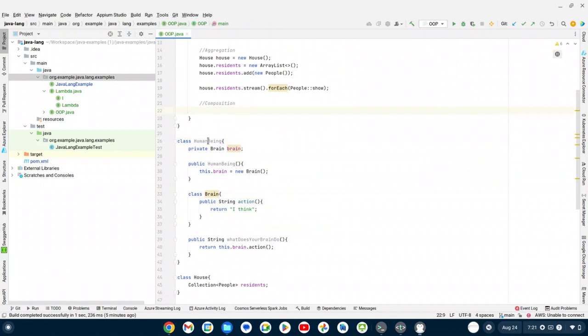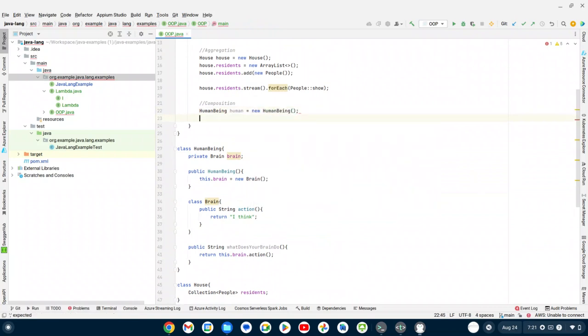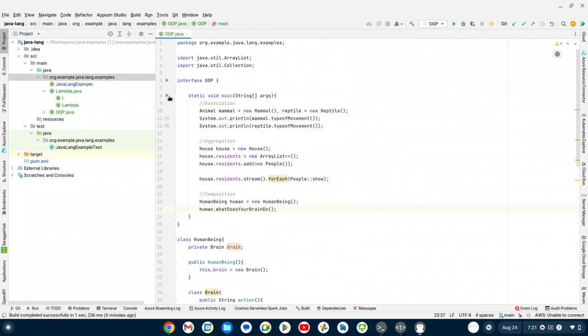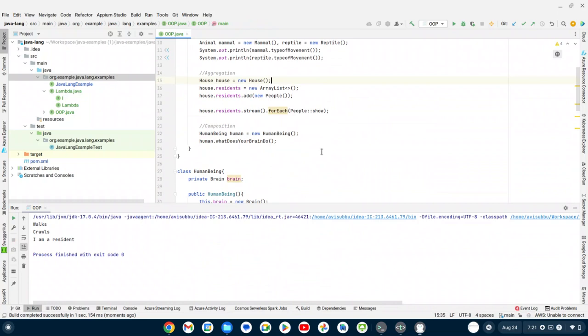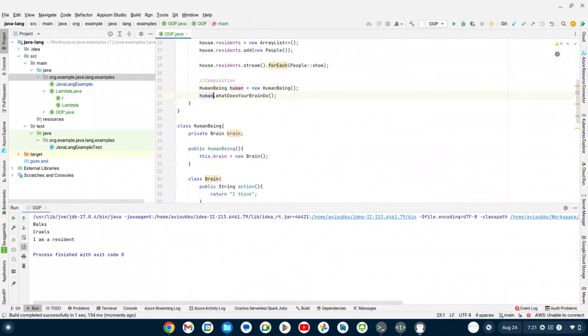So if you see here, a human being has a property of type brain, which is inside the human being, and it cannot be exposed to the external world. It is abstracted out, and it doesn't exist other than within the boundaries of the human being. So this is the strong relationship that we see. Now if you look at the code, let us run this. Oh sorry, my bad.